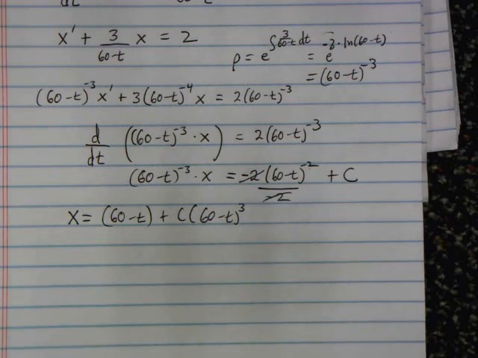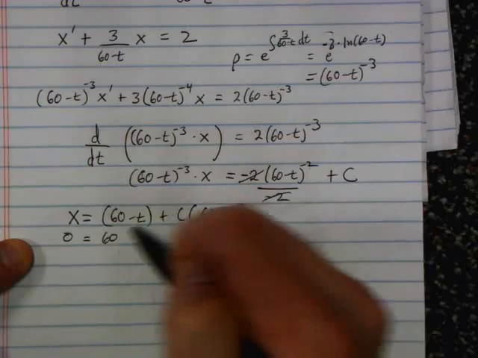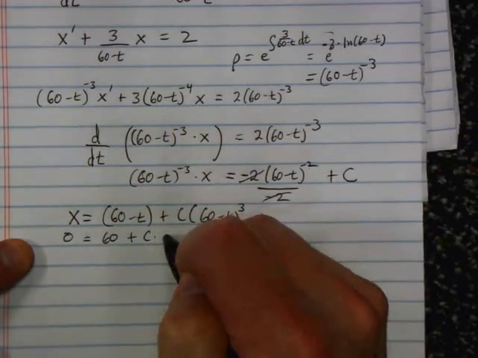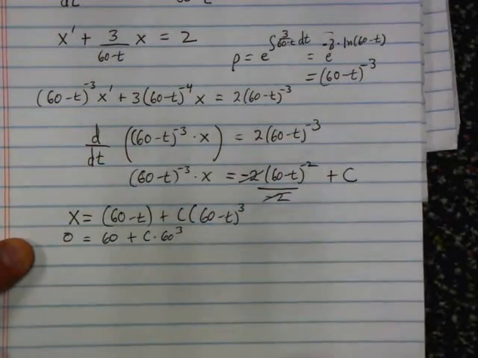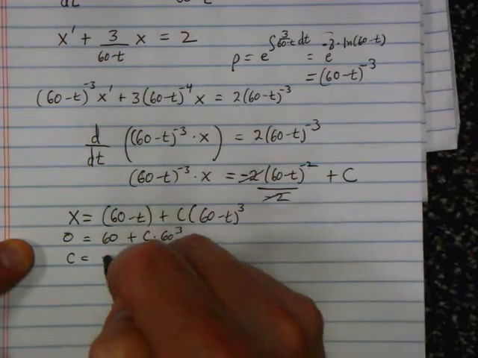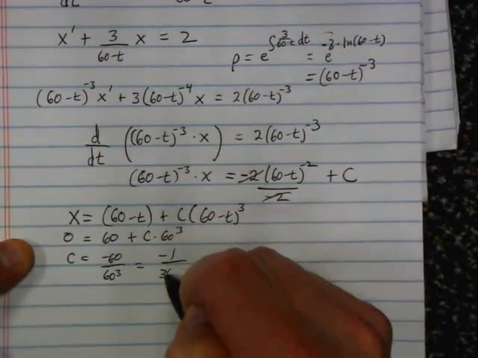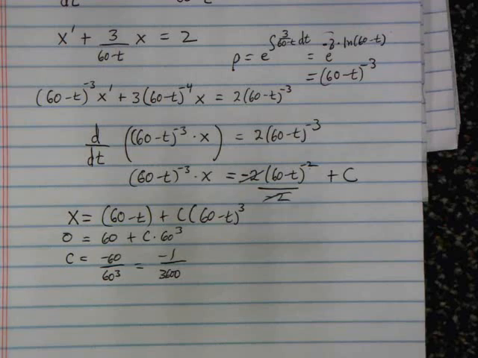I'm now ready to plug in my initial condition to find the value of c. What was my initial condition again? 0, because we started with pure water. There was no salt at the beginning. So 0 equals 60 plus c times 60 cubed. So subtract the 60, divide by 60 cubed. c is negative 60 over 60 cubed, which is negative 1 over 3600, because 60 over 60 cubed reduces to 1 over 60 squared.